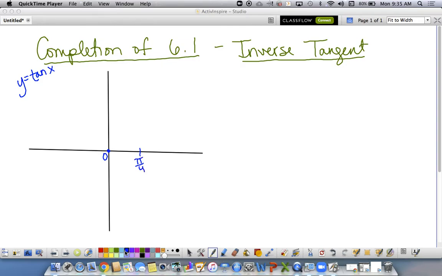I like pi's, pi over 4. So what is tangent of pi over 4? We could look at a triangle, right? If you want to look at a 45, 45, 90 triangle, that's the smallest triangle I've had. Tangent 45 is 1 over 1. So at 45 degrees, our output is 1.